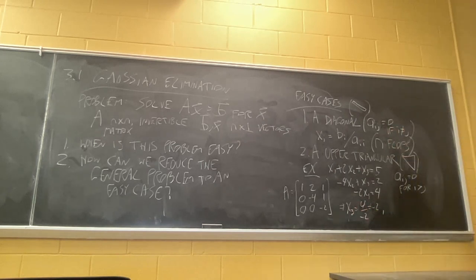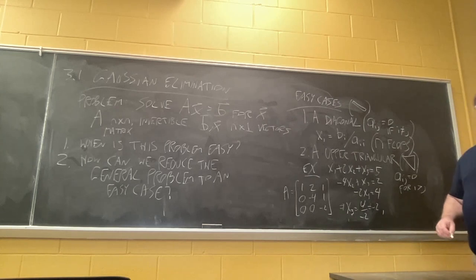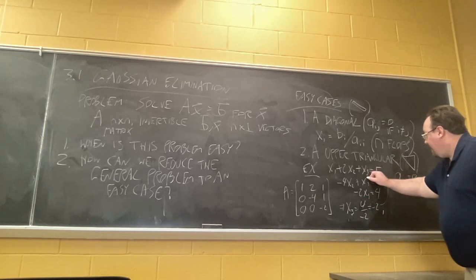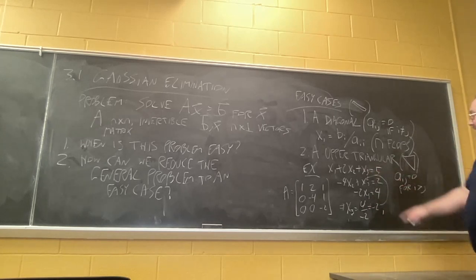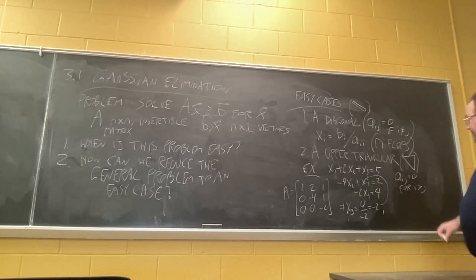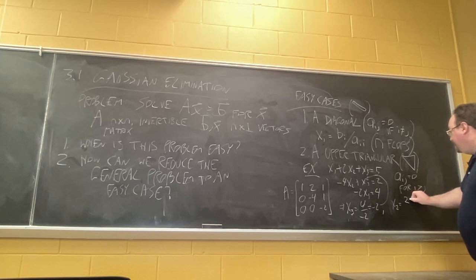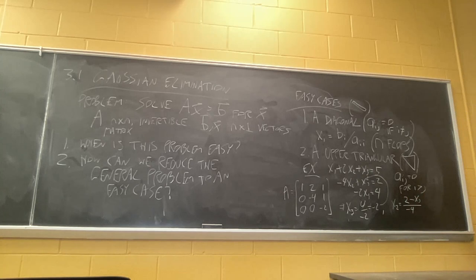And then what is the next thing we can do? Substitute. Yes, you mentioned the name of the algorithm, back substitution. So we could take x3 and substitute it in there to get x2. So x2 is equal to 2 minus x3 divided by minus 4. And that known value is plugged in here. And we would get minus 1.